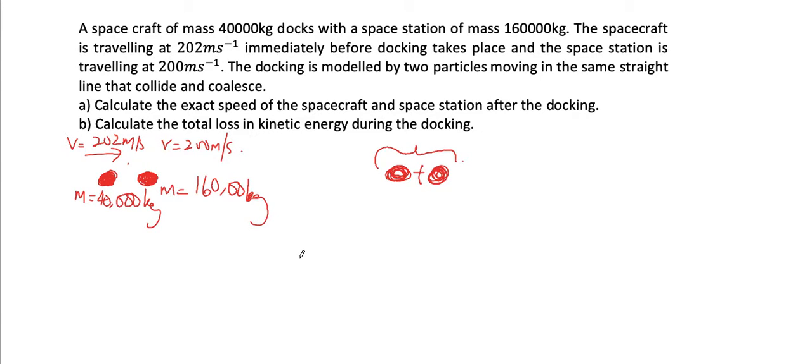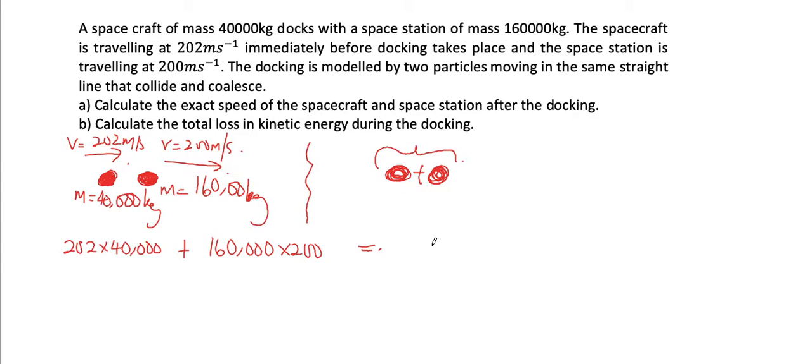Now let's find out the momentum before collision. Momentum before collision is quite straightforward: 202 multiplied by 40,000, plus 160,000 times 200. Since both are moving in the same direction, no sign needs to change, because I keep towards the right as positive. So this is before collision.